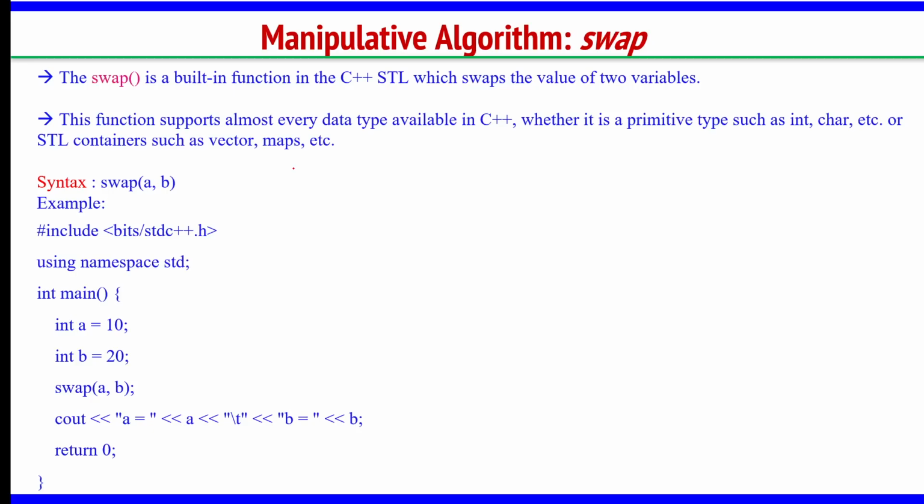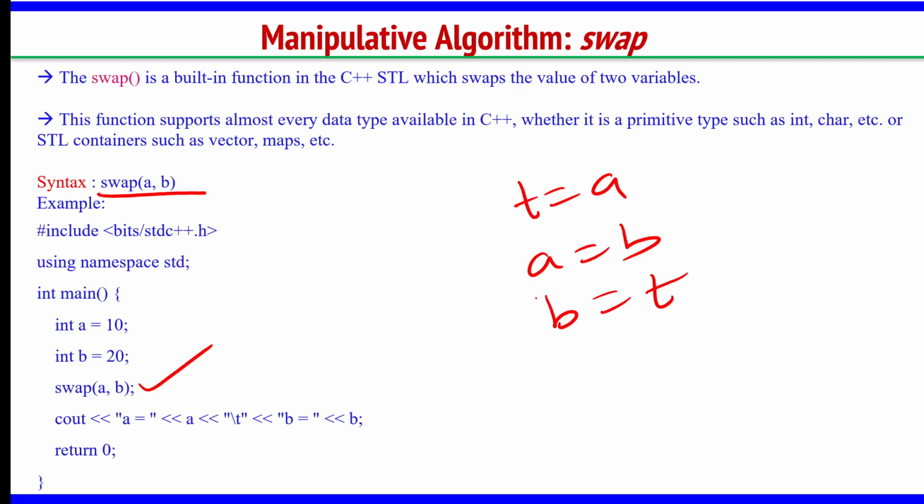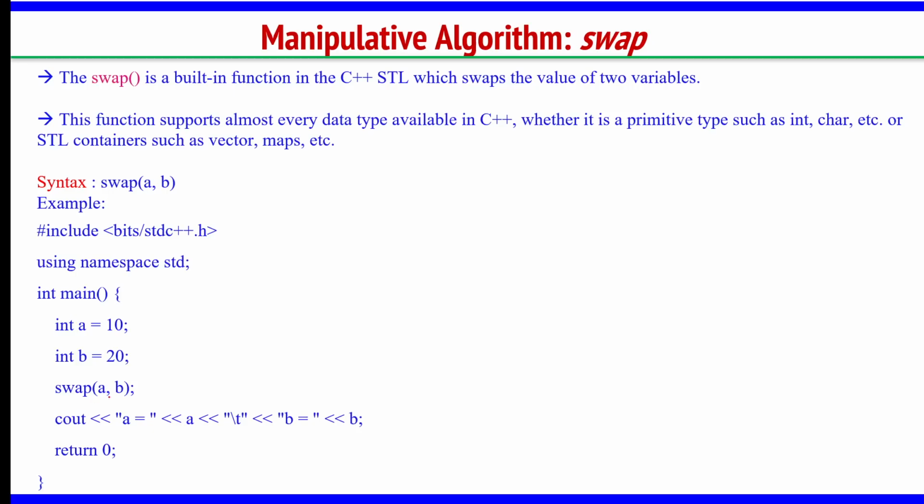It does not require much explanation. Swap AB, it will swap those values. In C programming or in C++ also, without using STL, we have to write the logic T equals A, A equals B, B equals T. But here you simply use the function swap. Swap AB, include the header file algorithm, and your programming becomes easy, right. Swap AB will swap the values of A and B.